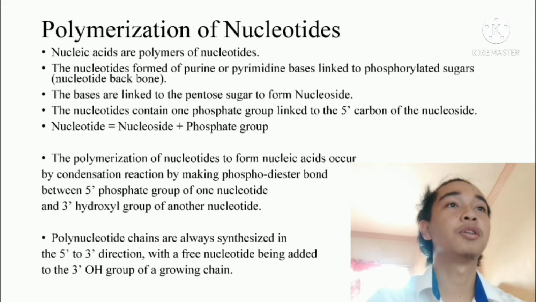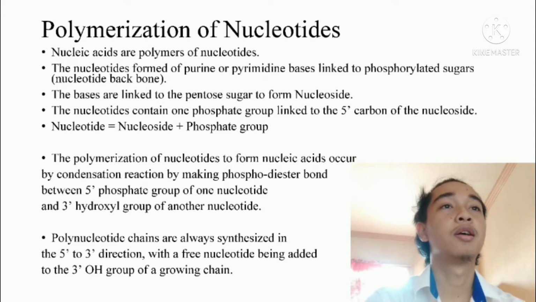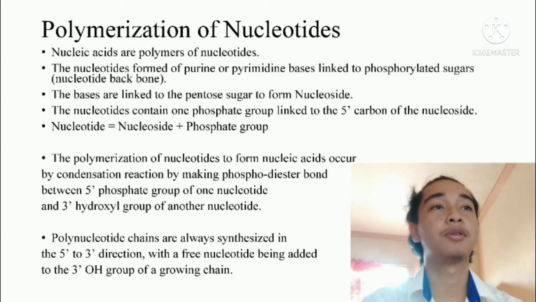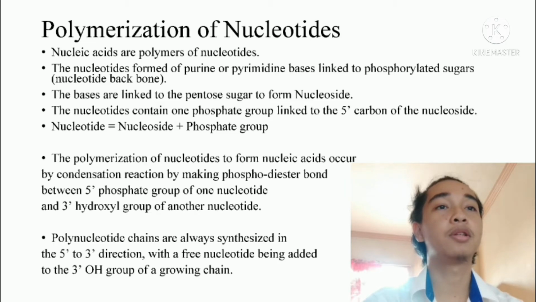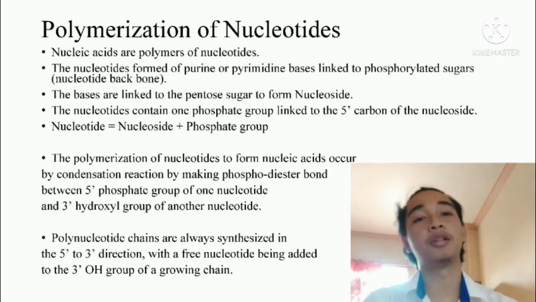The polymerization of nucleotides to form nucleic acids occurs by condensation reaction, making a phosphodiester bond between the 5-phosphate group of one nucleotide and the 3-hydroxyl group of another nucleotide. Polynucleotide chains are always synthesized in the 5-to-3 direction, with a free nucleotide being added to the 3-OH group of a growing chain.